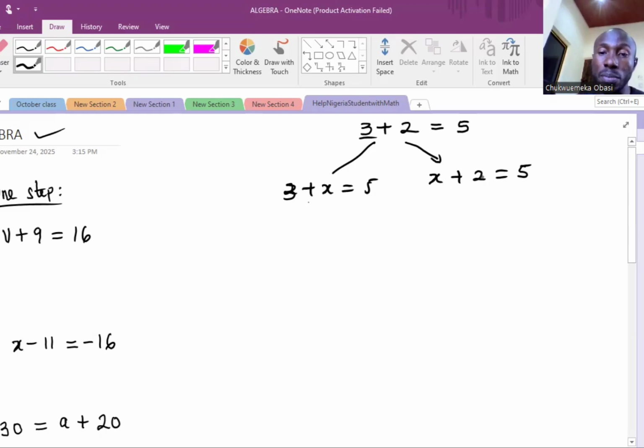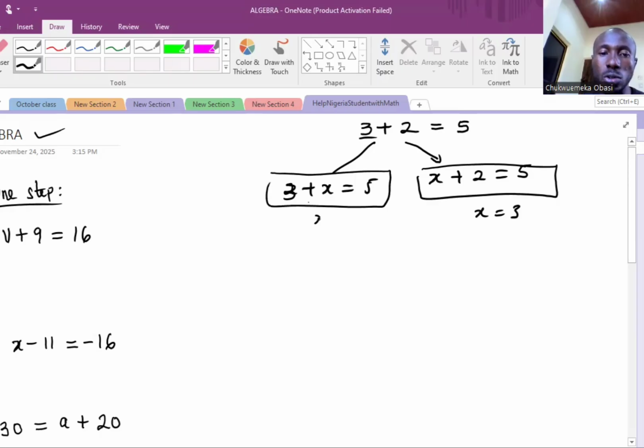You can see algebra is simply just replacing a number with a letter or a symbol. That is what algebra truly is. So however it's going to be, you know x is going to be 3 in this equation, and here you know x is going to be 2 in this equation, right? It makes sense. So that is exactly what we are going to be doing in this class. Perfect. So let's go to work.